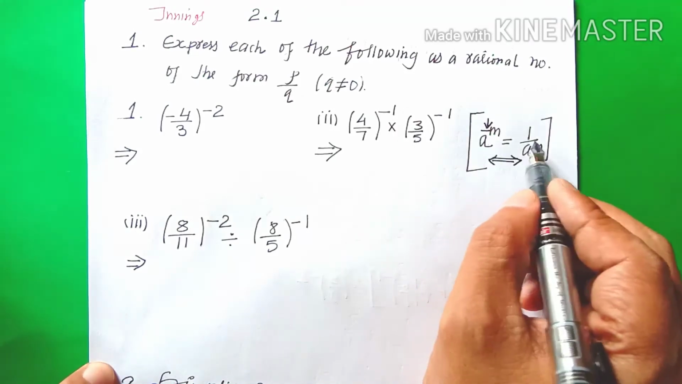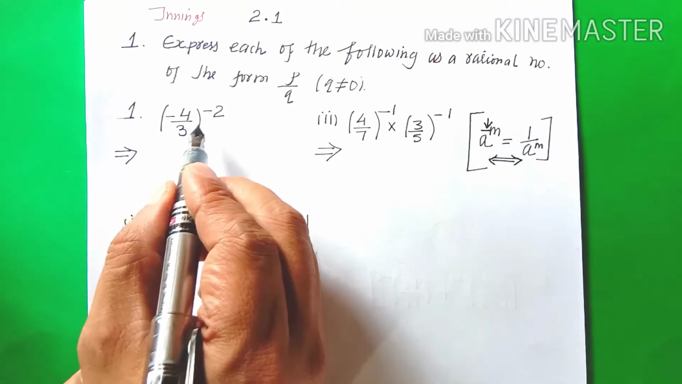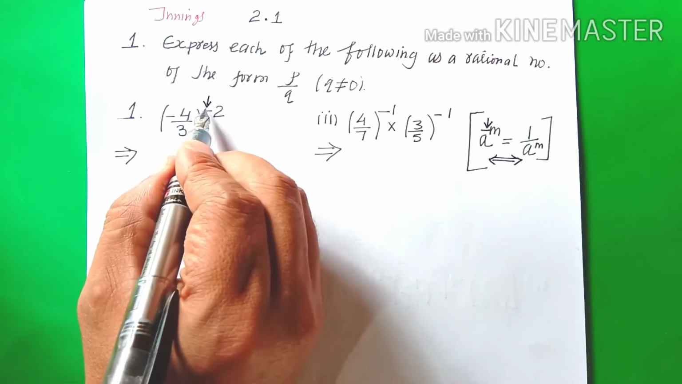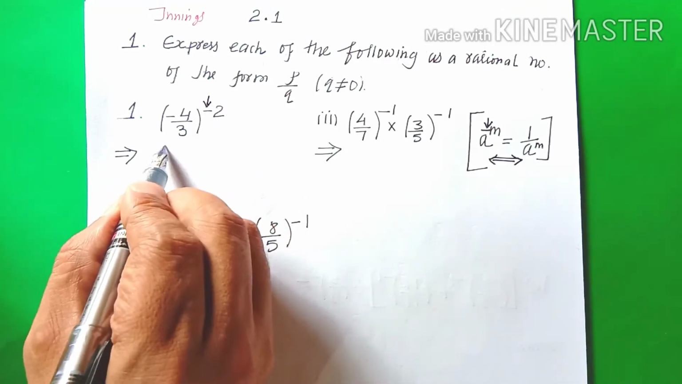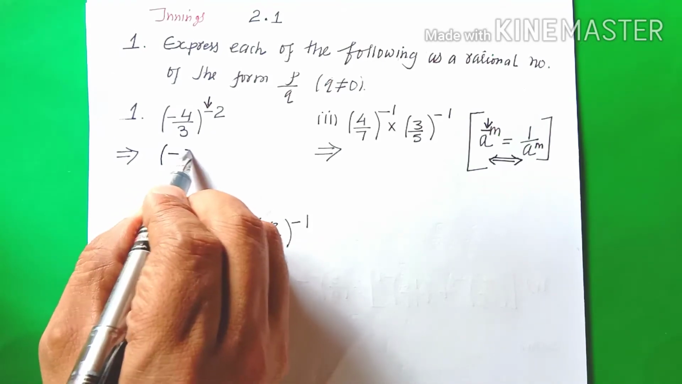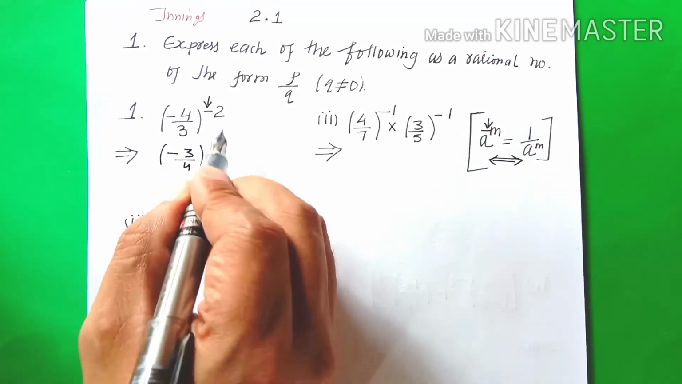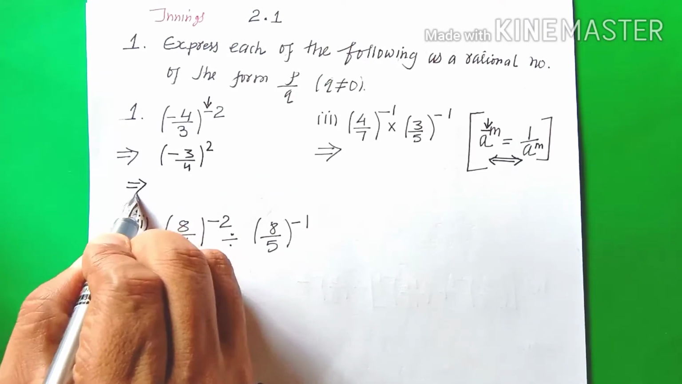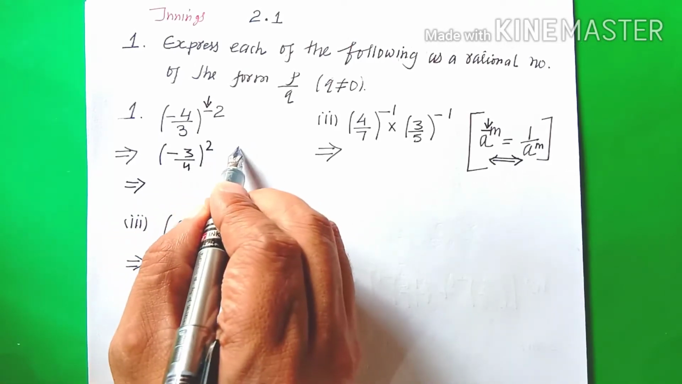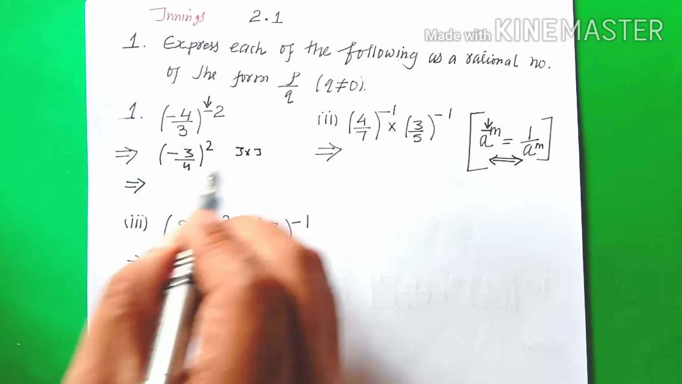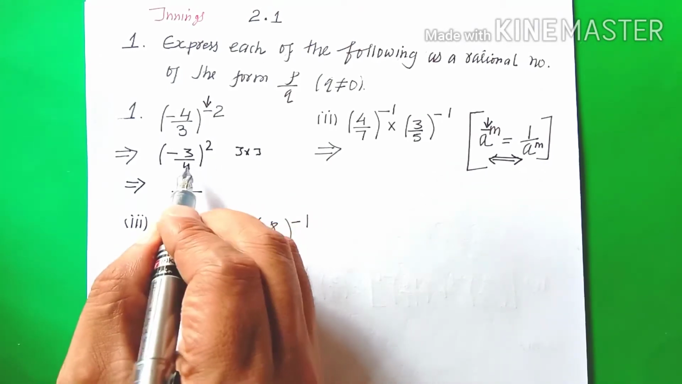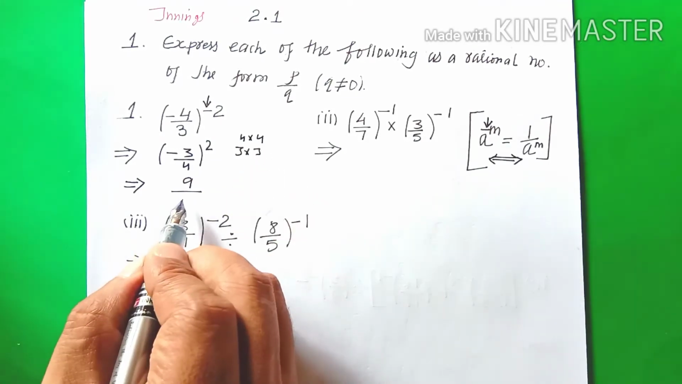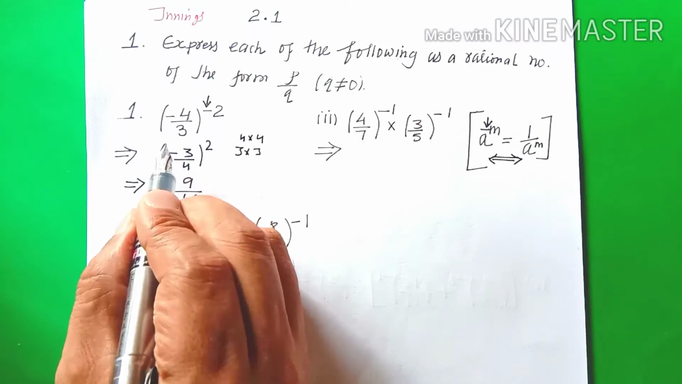Now taking this formula, you can find the rational number. So first we have here a negative power. Change this negative power into positive. The base will take a reciprocal, so (negative 3 divided by 4) raised to minus 2 will become plus 2. After that, 3 square, which means 3 into 3, which is equal to 9, divided by 4 square, which means 4 into 4, which is equal to 16. So minus into minus will be plus.